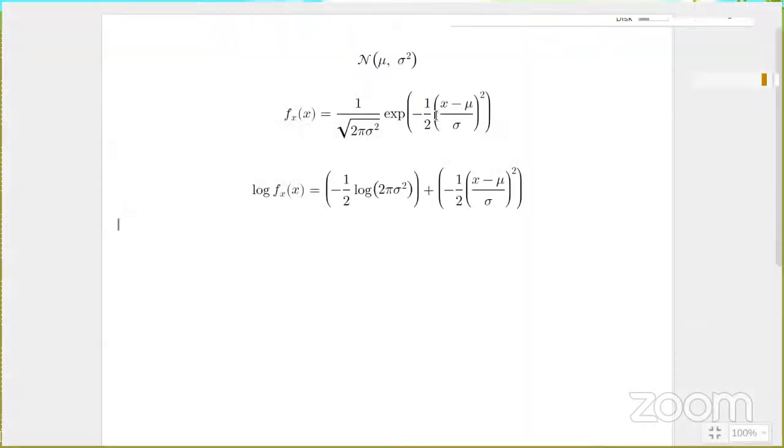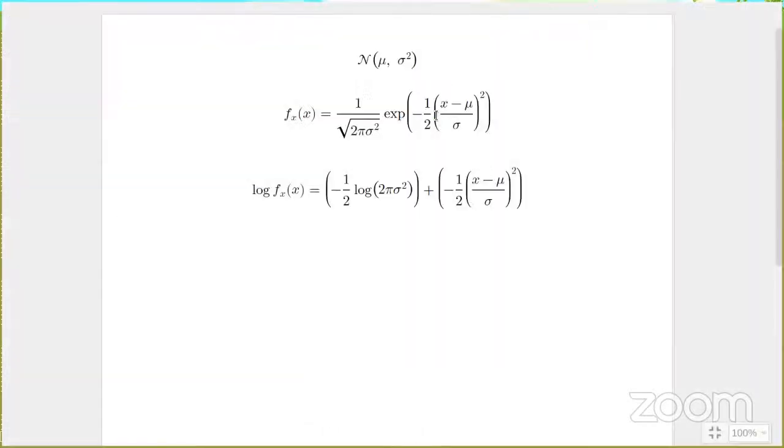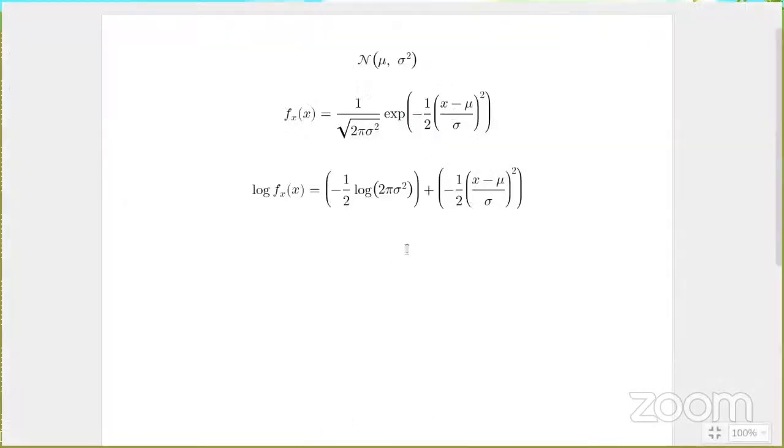Okay, so see, what I'm doing is I'm just very naively converting this formula into NumPy. I'm not changing anything. So minus half log 2 pi sigma square, right? But remember that this sigma square here is a matrix, right? It's not a scalar, but we'll see that it doesn't matter really.